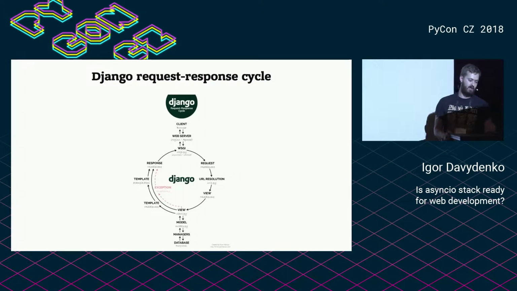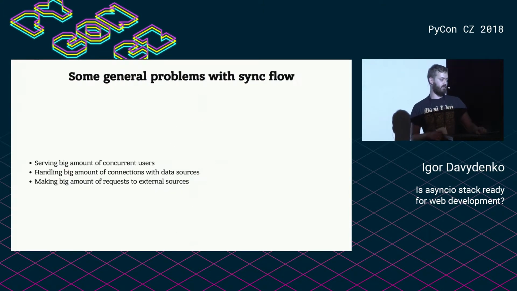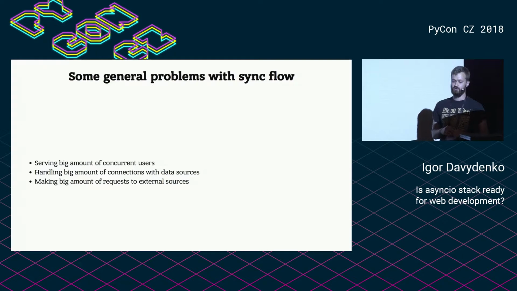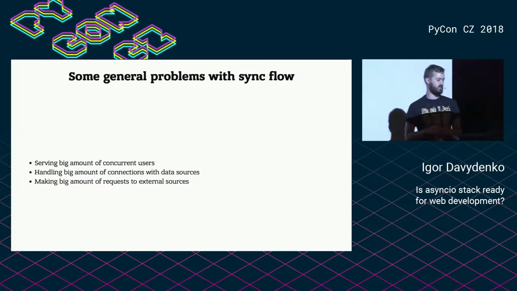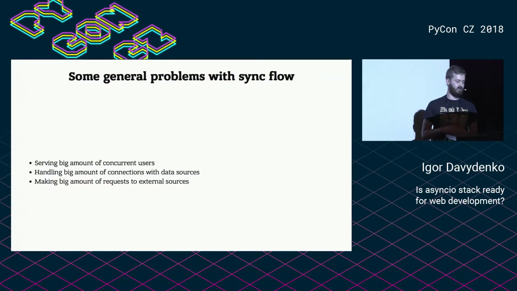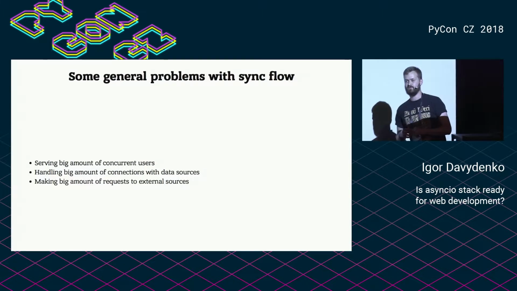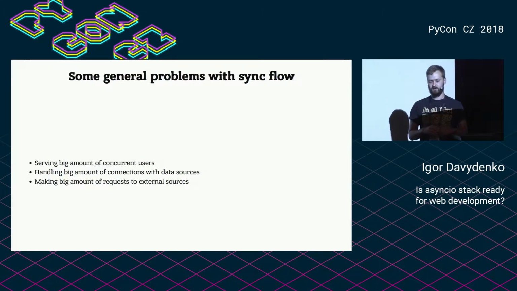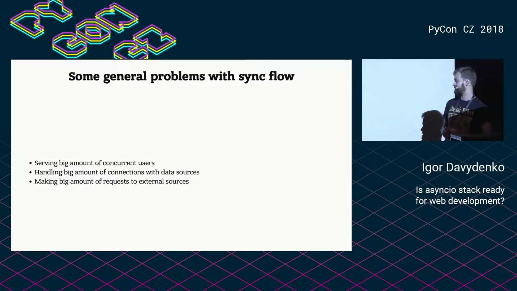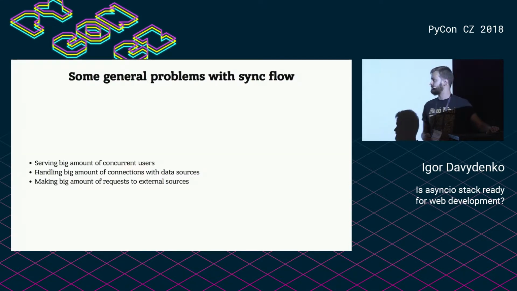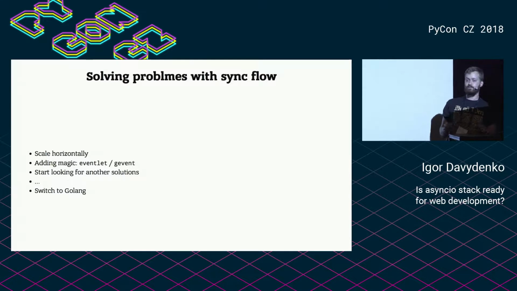And then you might run very quickly into some problems. Some general problems like serving a big amount of concurrent users, what to do when you need to handle a lot of concurrent requests with a lot of data, how to handle a big amount of connections to data sources, like databases, Redis, and other data sources like Elasticsearch, Kafka, Cassandra, etc., or how to make big amounts of requests to external sources. There are a lot of other problems, but they're pretty general. So solving these problems is also possible.